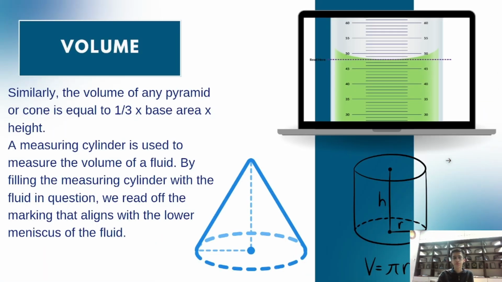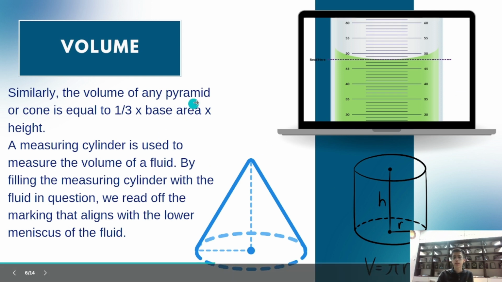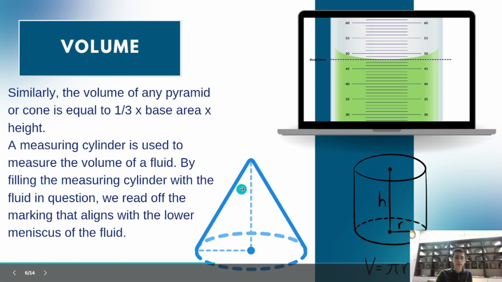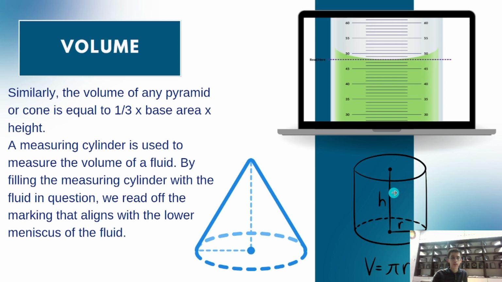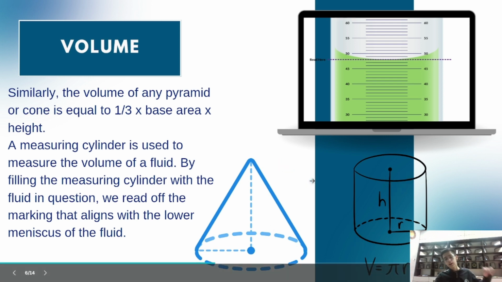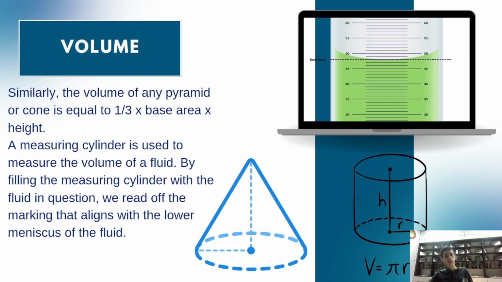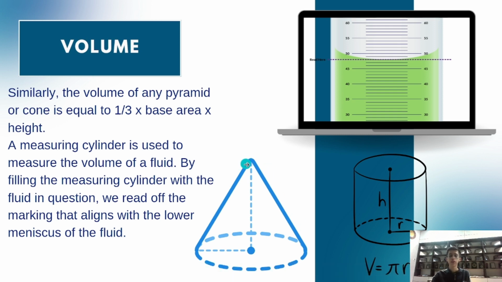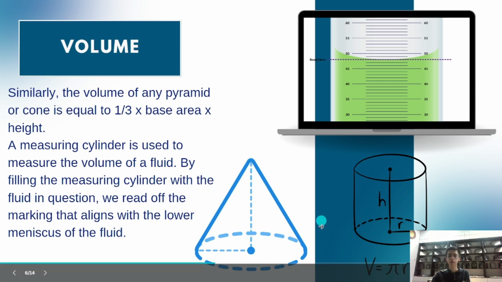So let's move on. Volume. How do we calculate the volume of shapes? For example, the cone, the cylinder or the pyramid. While calculating the volume of the pyramid and the cone, we multiply the base area by the height and divide it by 3, because if you put 3 of them together, it would be a cylinder, or a square prism if it's a pyramid.